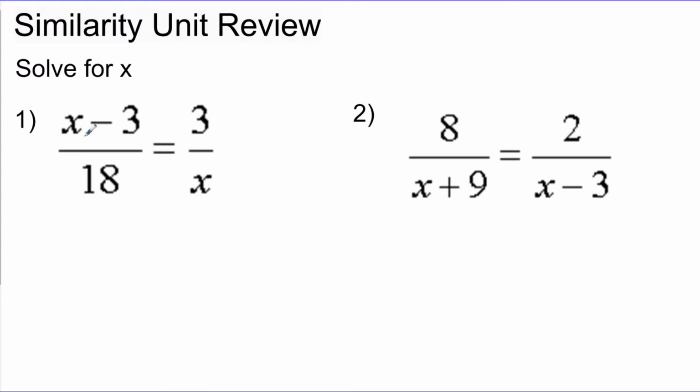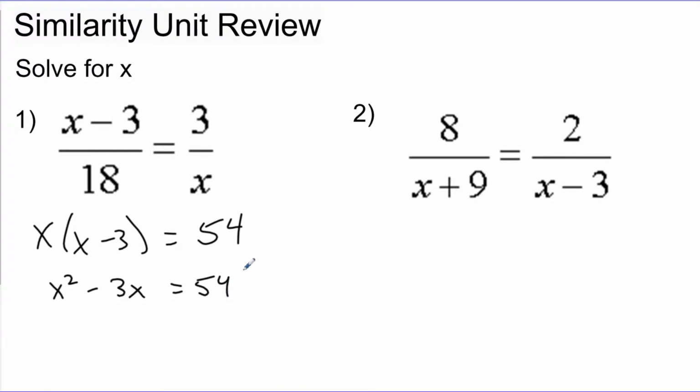Right? So we're going to just cross multiply whenever you have a fraction equaling a fraction, which is what we call a proportion. We're just going to cross multiply. So I'm going to say x times x minus 3, which I'll write out undistributed so you can see what that looks like. And that's going to be equal to 3 times 18. 3 times 18 is equal to 54. So the first thing I need to do is to distribute the x, and I get that it's x squared minus 3x equals 54.